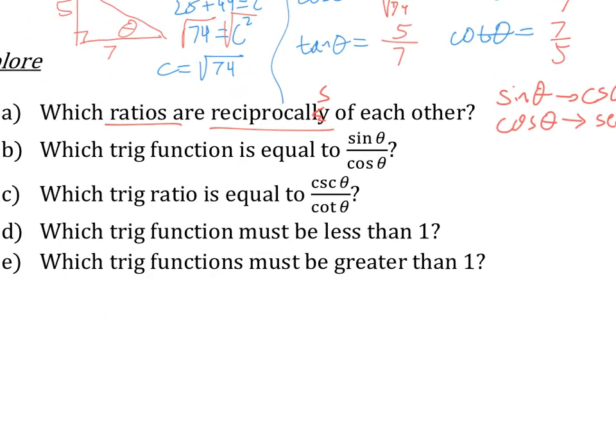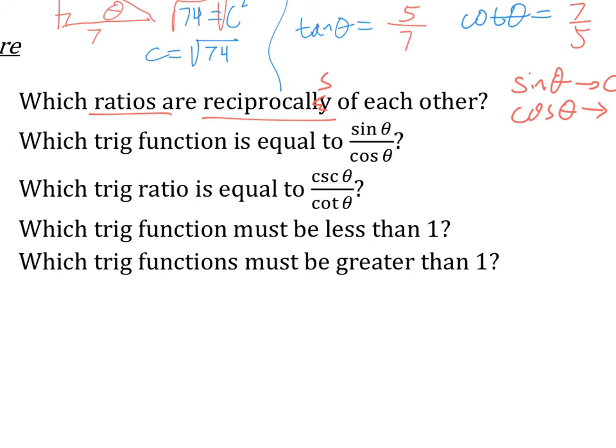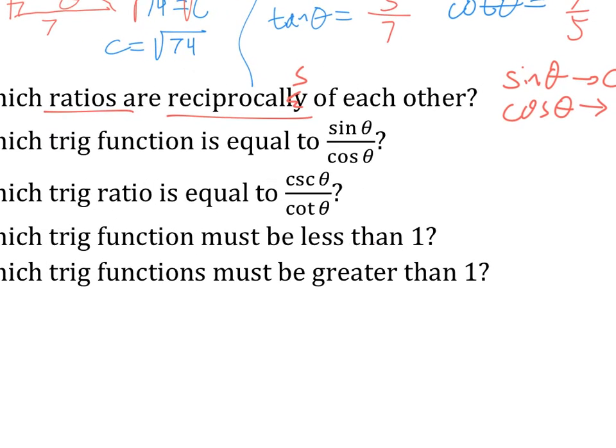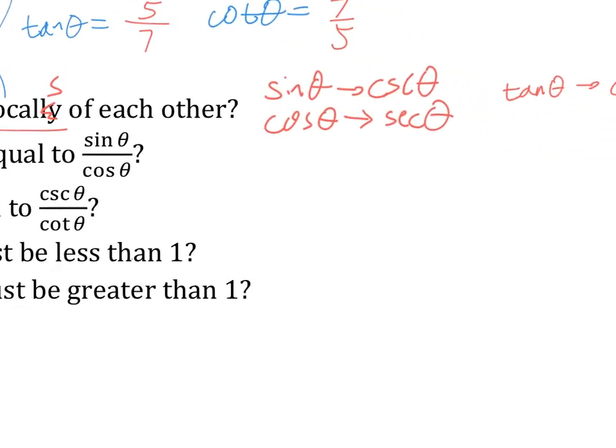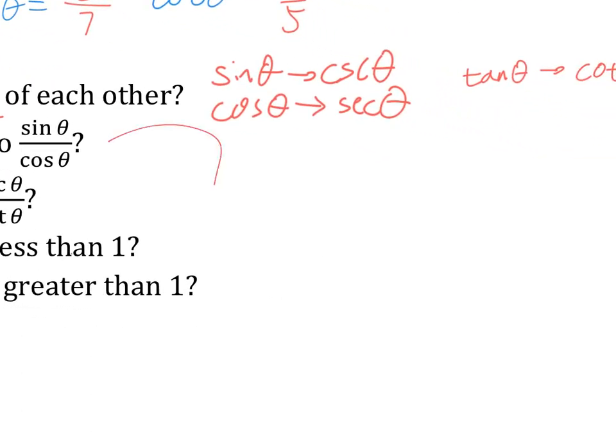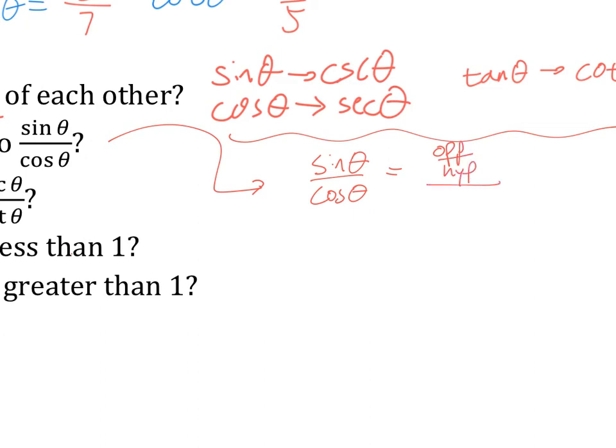Now we can take combinations of functions and rewrite them. Let's take sine theta over cosine theta. What is that going to be equal to, if I take the sine and divide it by the cosine? Well, if we use the definitions, sine is opposite over hypotenuse, and cosine is adjacent over hypotenuse.